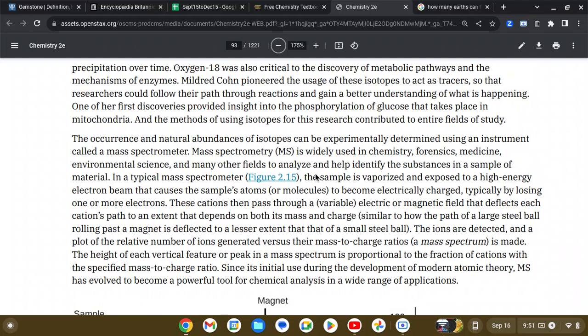Mildred Cohn pioneered the usage of these isotopes to act as tracers so that researchers could follow their path through reactions and gain a better understanding of what is happening. One of her first discoveries provided insight into the phosphorylation of glucose that takes place in the mitochondria, and the methods of using isotopes for this research contributed to entire fields of study.